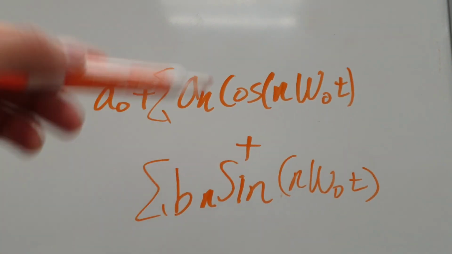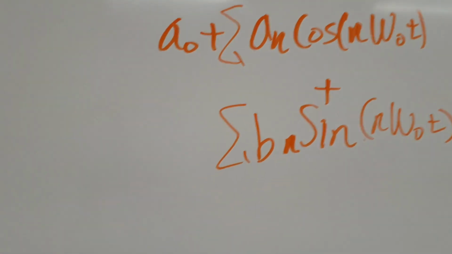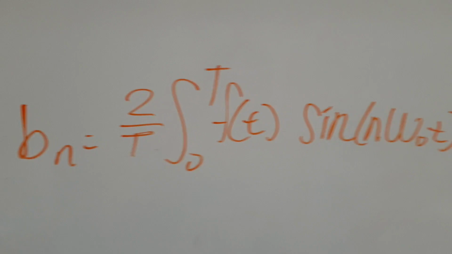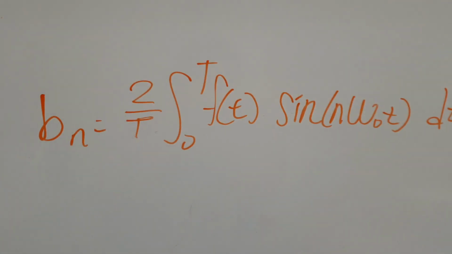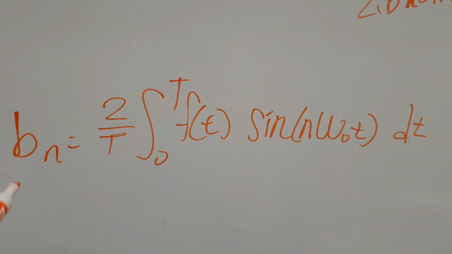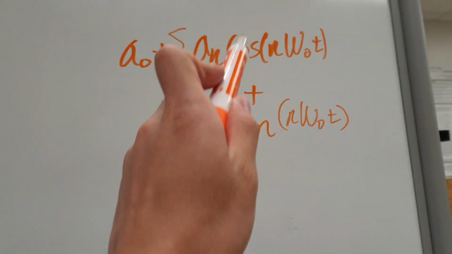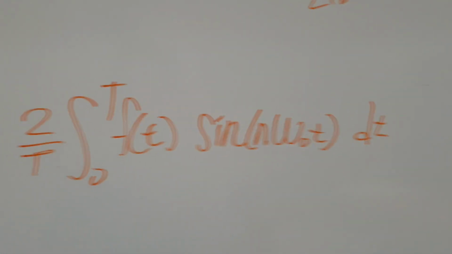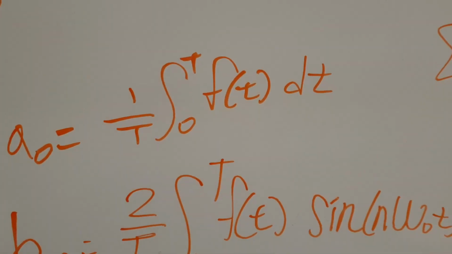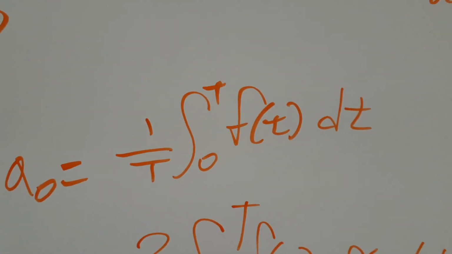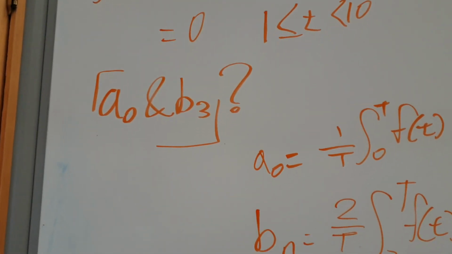this equation. And to get each individual Fourier coefficient, we have this formula for Bn, or for An as well, where you just need to substitute the sine function with cosine. And for A0, we have this. So we just need to plug it in and solve to get A0 and B3.